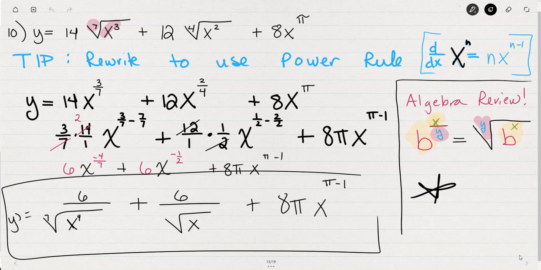Let's look at an example using the power rule. It looks like a messy problem, but this next one isn't really going to be that challenging. It's simply a challenge of algebra once we apply the product rule.